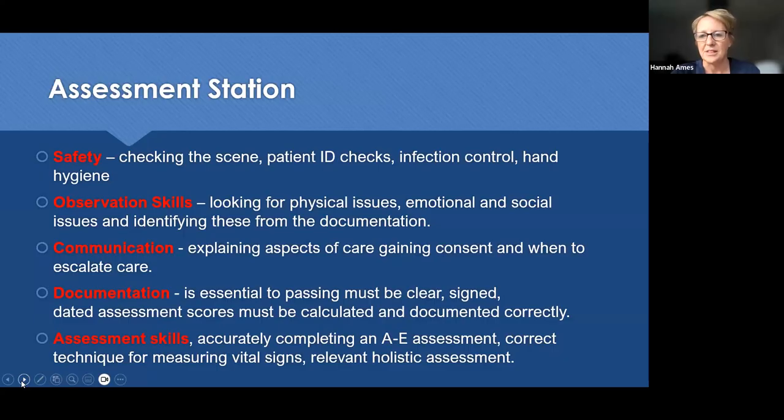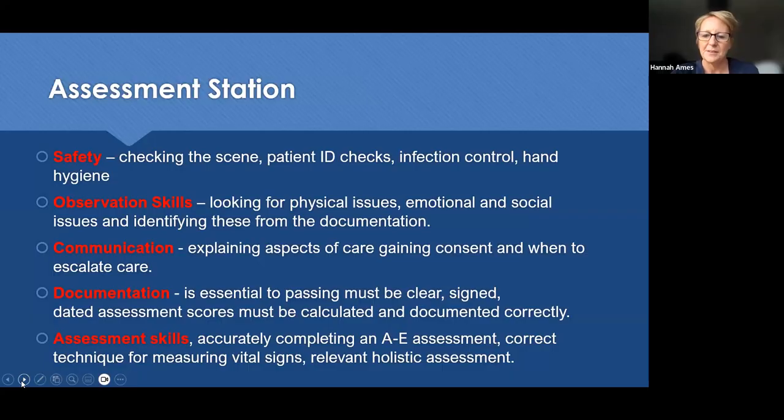Like I said, communication is absolutely key. You'll need to demonstrate correct ways to gain consent from your child and also from your parent, relative or carer. And documentation. To pass your assessment station it is absolutely essential that you document your PEWS correctly and calculate your PEWS score correctly. And like I said, your assessment skills are going to be assessed.